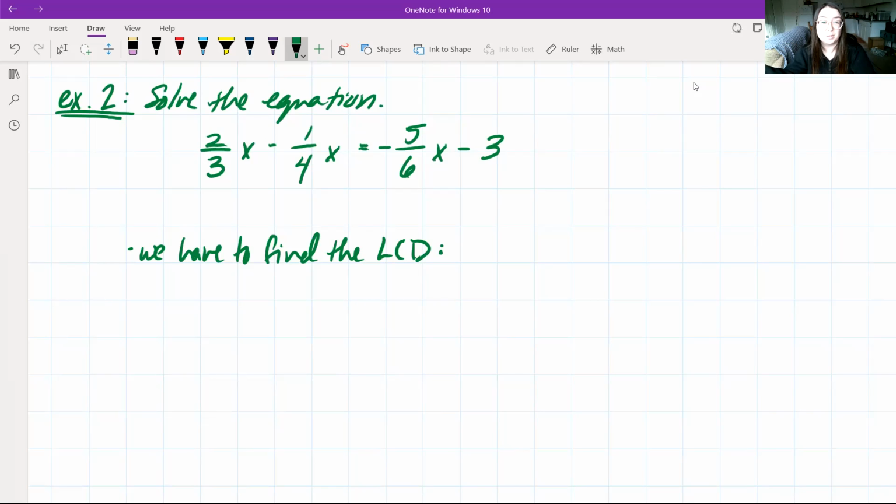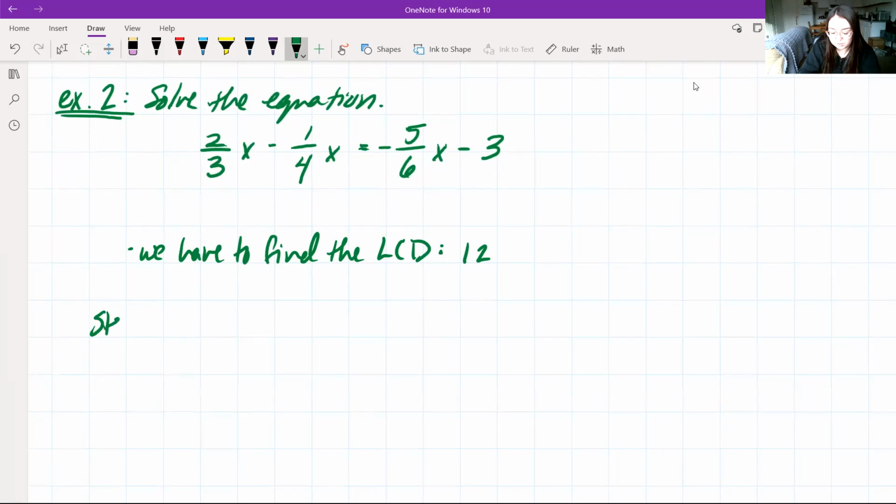We could go ahead and multiply 3, 4, and 6 together, but there's probably going to be a smaller number, and there is. When we multiply 3 by 4, we end up with the value of 12. And 6 is a factor of 12. So our least common denominator in this case is going to be 12. So we're going to take 12 and multiply it by each term in our equation.